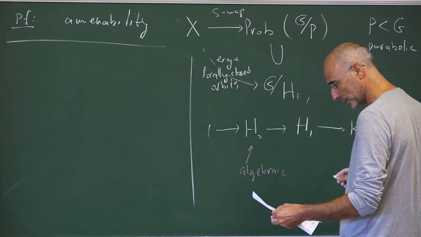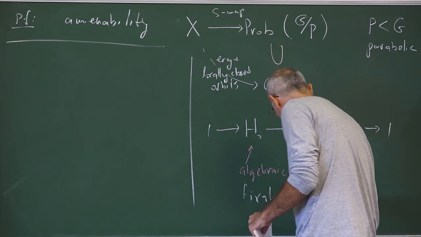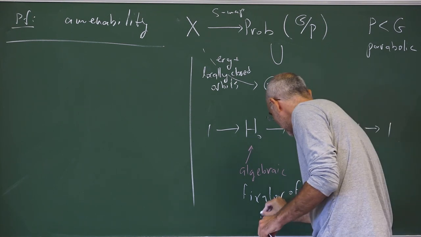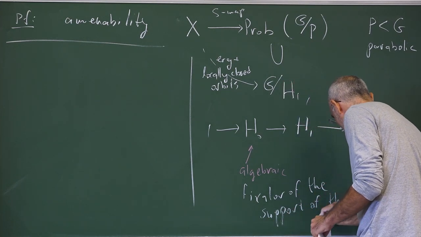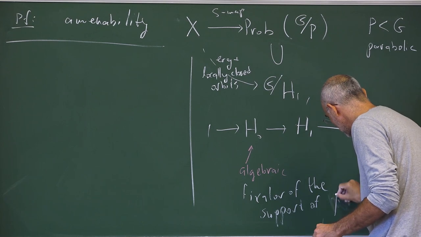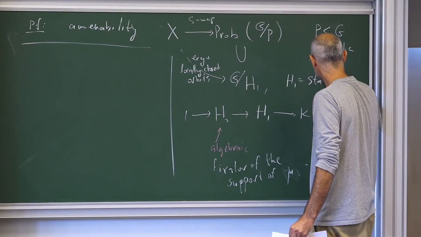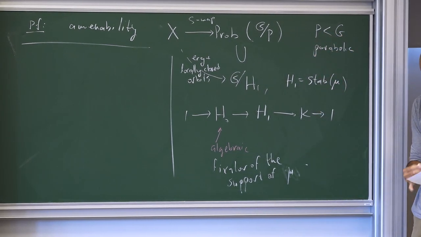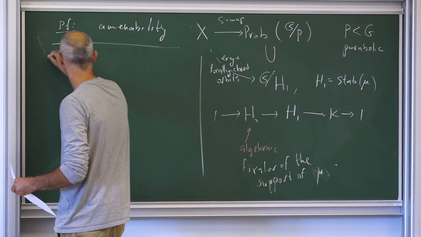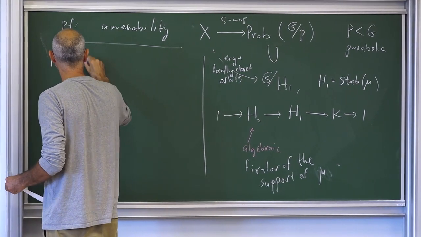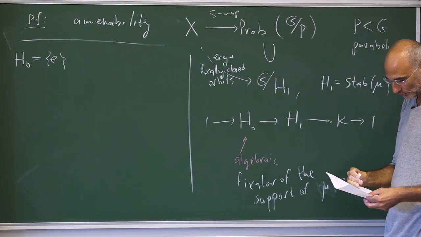Algebraic, and in fact, maybe I'll say something. This is the fixator of the support of the measure mu. H1 is the stabilizer of a measure mu. Okay, now there are various options. Maybe H1 is trivial.